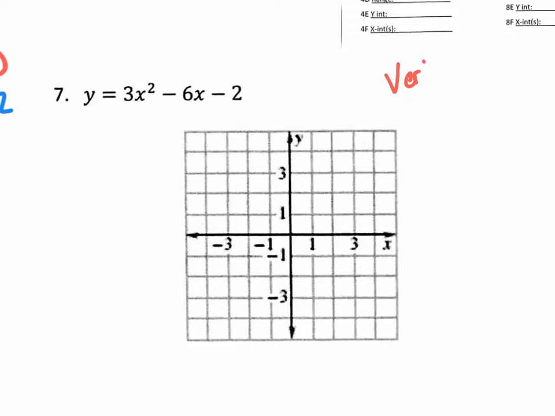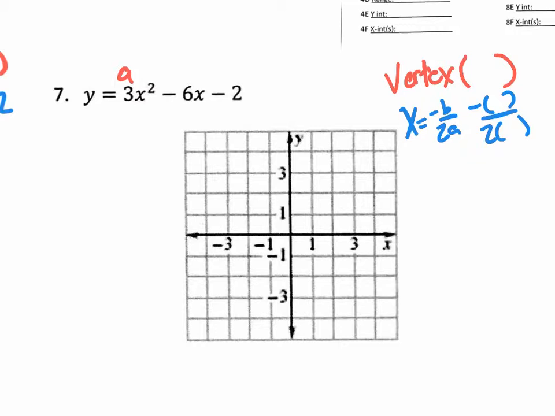Vertex coordinate formula. Parentheses. A value is 3. B value is negative 6. C value, we don't care. It's not in the formula. B value is negative 6, plug that in.